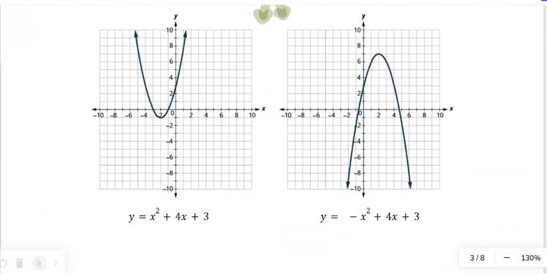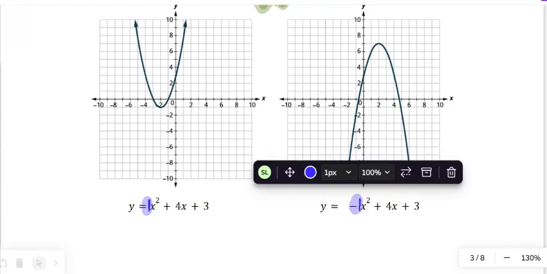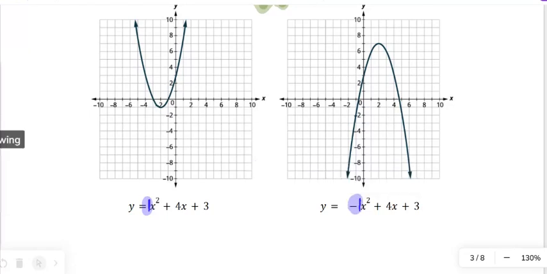So you can see in these 2 examples here, I give you this one, a is 1, which is positive. Over here, a is -1, which is negative. So when it was +1 for a, it opened up. When it was -1 for a, it opened down.